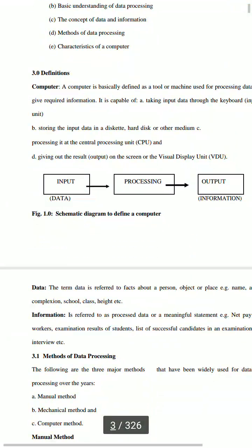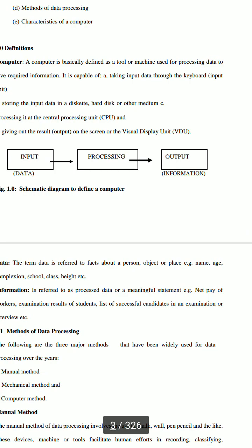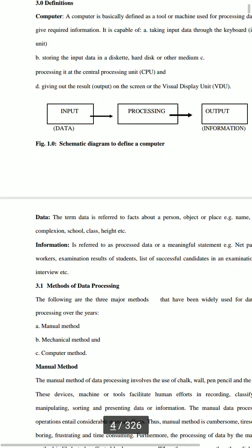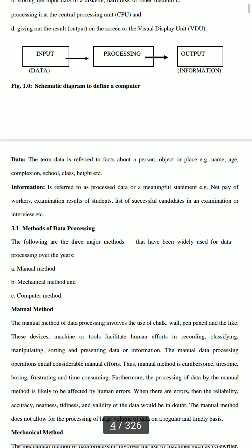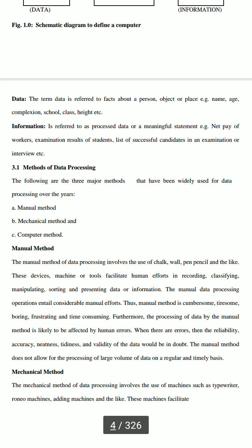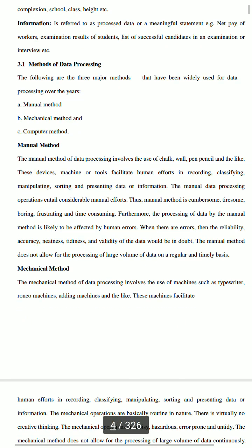Looking at the definition, a computer is basically defined as a tool or machine used for processing data to give required information. And when we talk about data, the term data is referred to facts about a person, place, or object. And looking at information, it is referred to as processed data or meaningful statements.